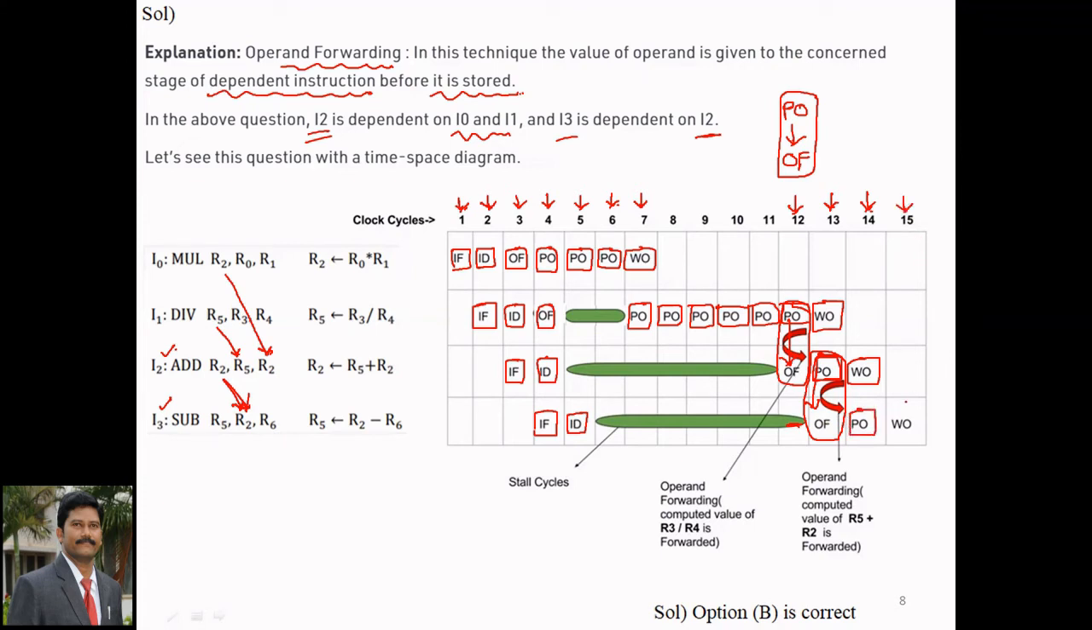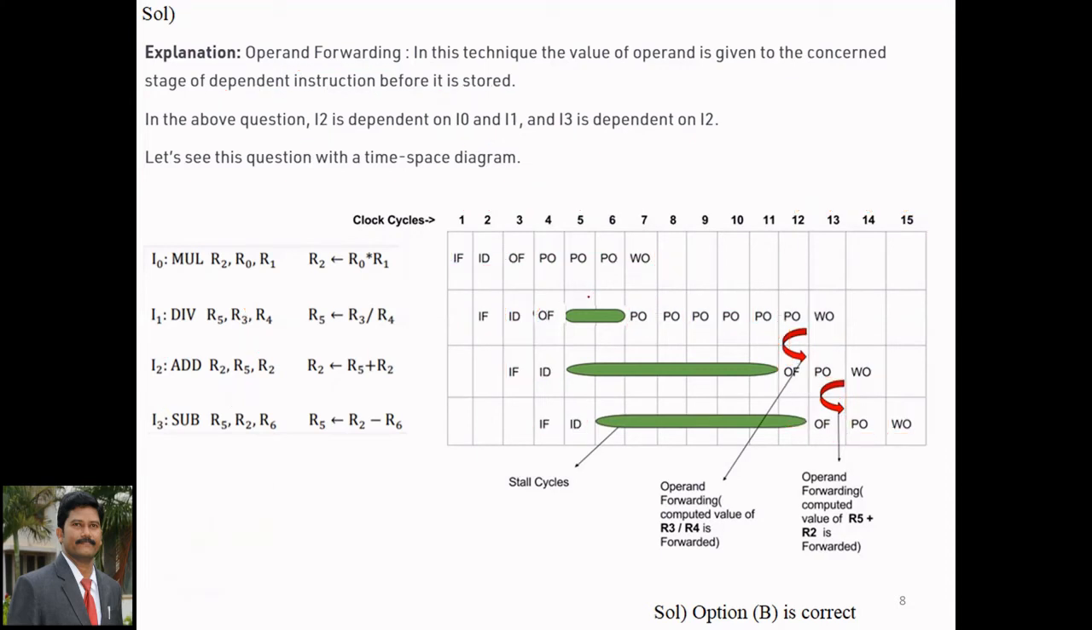At the 15th clock cycle, this subtraction instruction also enters the WO stage. Now it is completed. So a total of 15 clock cycles are needed, hence option B is correct. What is the conclusion? We remember, if there is a data dependency, then from PO up to PO it has to wait and then take the data directly. No need to wait after PO. In the 13th clock cycle there is no need to wait because of operand forwarding, it is directly taken to the OF stage.